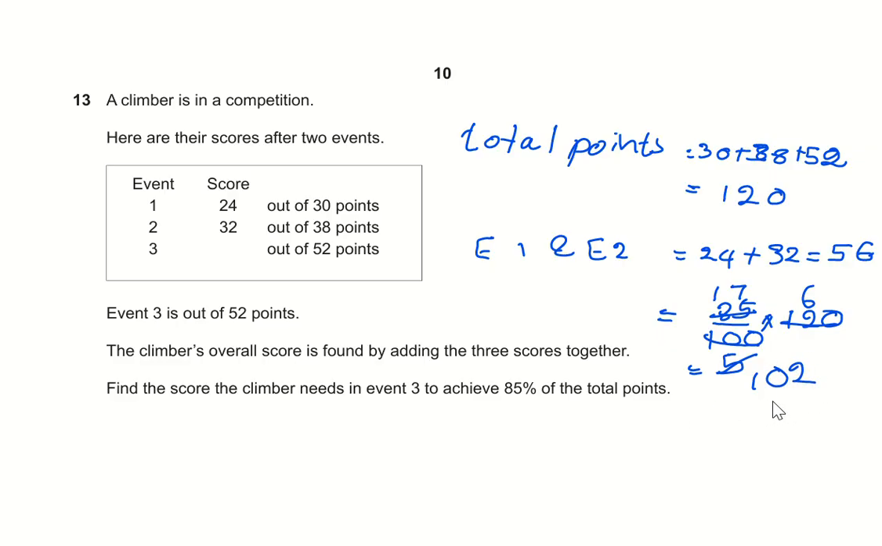But he already has 56. So how many more points does he need to get? 102 take away 56 equals 46. So he needs to get 46 out of 52 to get 85% of the total points. Okay.